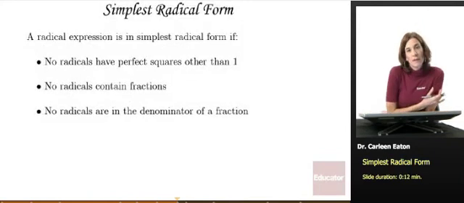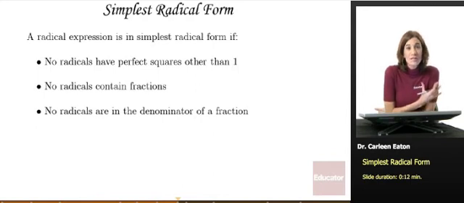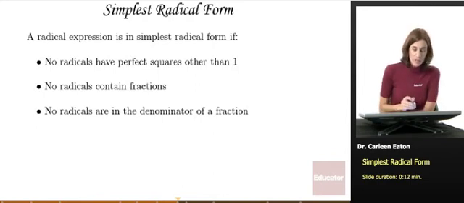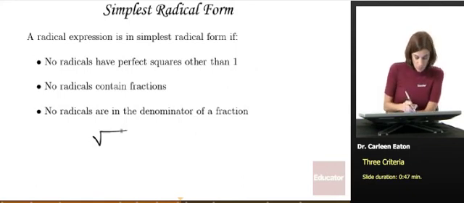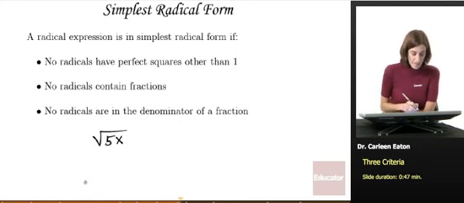Now, we've talked about a few techniques for getting a radical into simplest form, but how do you know when it's finally in simplest form? There are 3 criteria to look at. The first one is that when a radical is in simplest form, no radicals will have perfect squares other than 1. So again, going back to what we used in the beginning, square root of 5x. This does not contain any factors that are perfect squares other than 1.